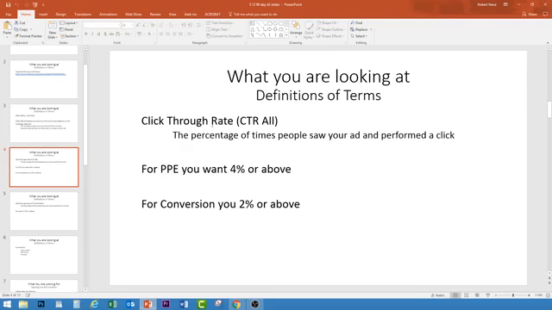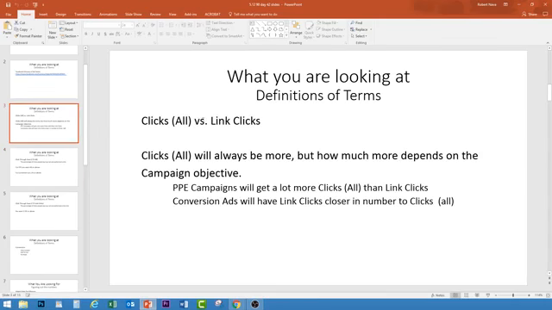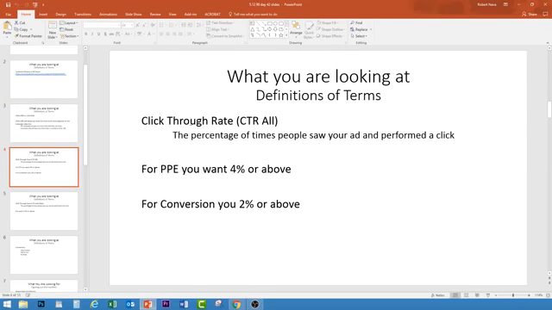Right? Click-through rate. There's the click-through rate all, and then there's the link click-through rate. Just like there's the clicks and the link clicks, they each have their own rate. Well, what does that even mean? The click-through rate is the percentage of times, and I just took this right from the Facebook glossary page, the percentage of times people saw your ad and performed a click. You don't need to know what the numbers involved are, but it's the percentage of times people saw your ad and performed a click. That's simple, right?